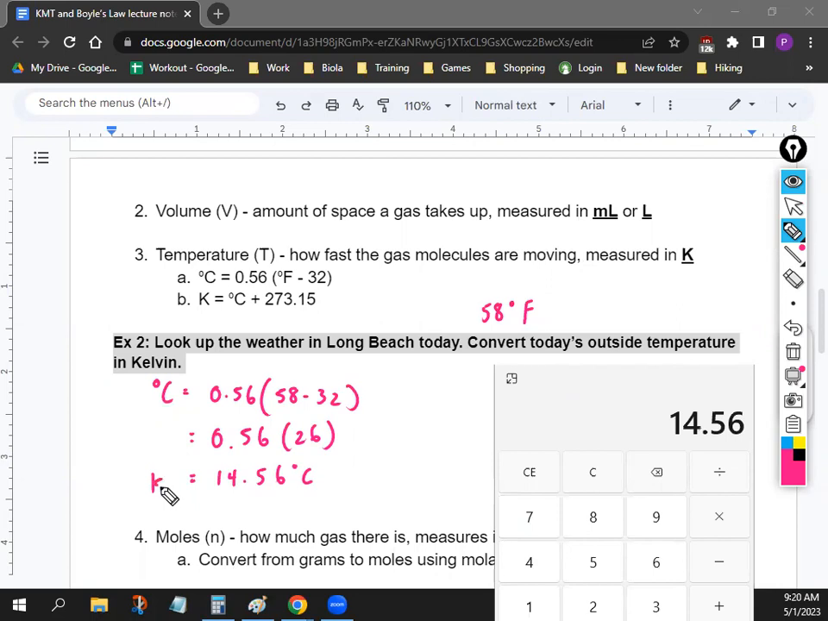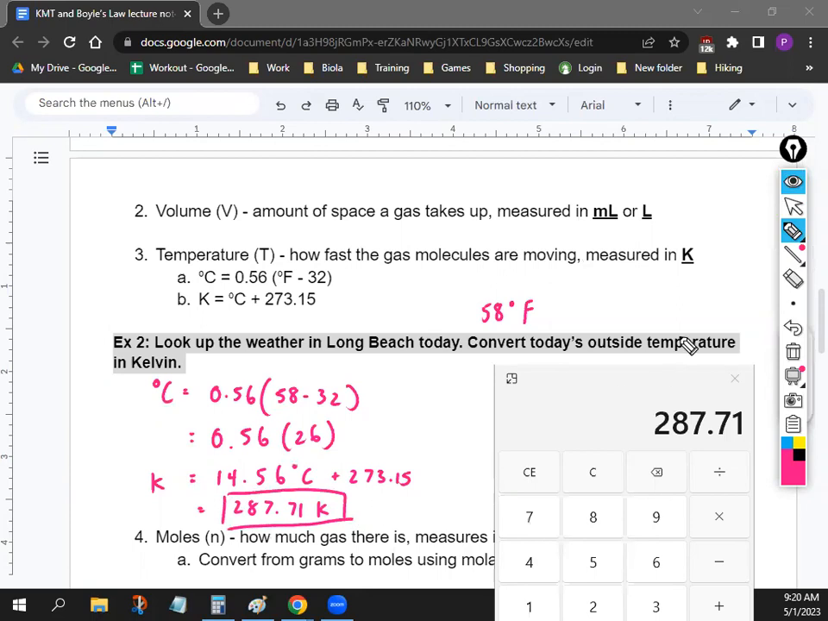And then in order to turn it into Kelvin, we just add 273.15. We go on our calculator and add 273.15, and that gives us 287.71. Okay, so 287.71 Kelvin.